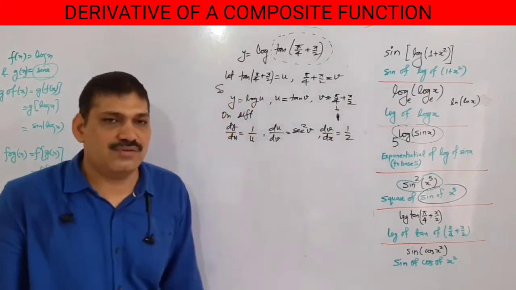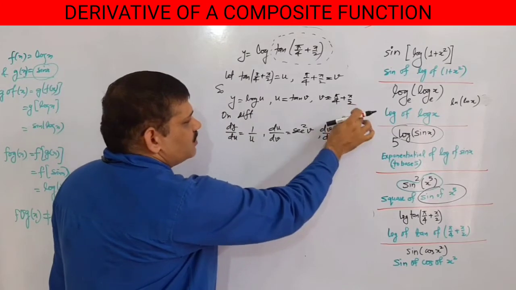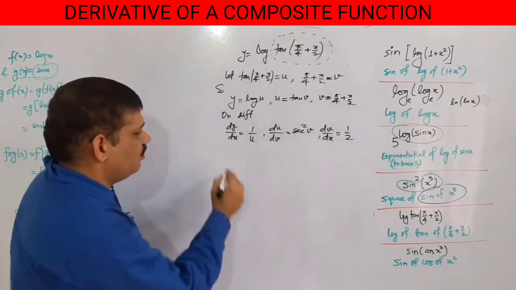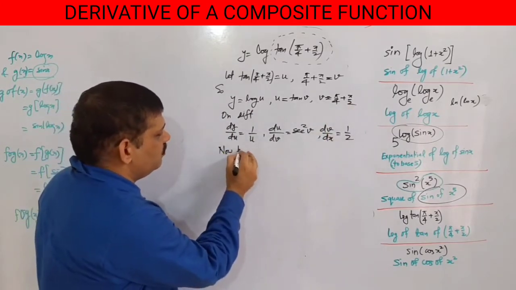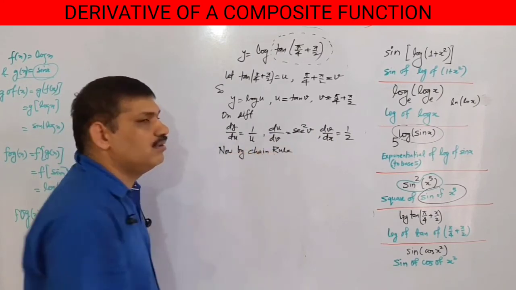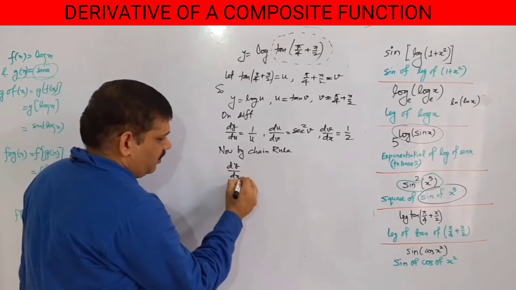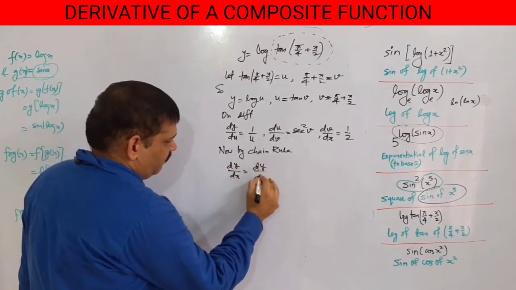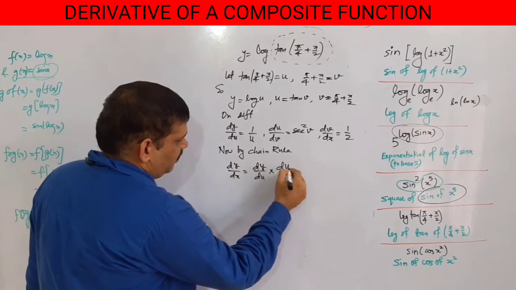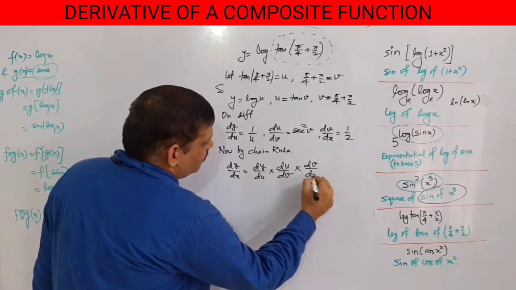The derivative of x by 2 is 1 by 2. Well, 0 plus 1 by 2, that is 1 by 2. Now by chain rule, now what is chain rule? The derivative of y with respect to x is nothing but derivative of y with respect to u multiplied by derivative of u with respect to v multiplied by derivative of v with respect to x.